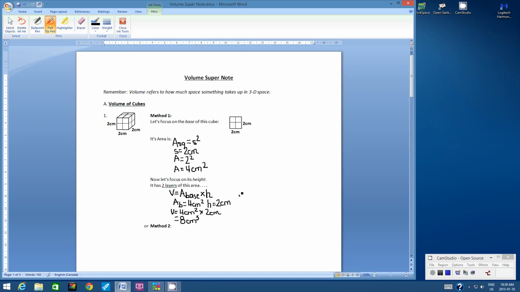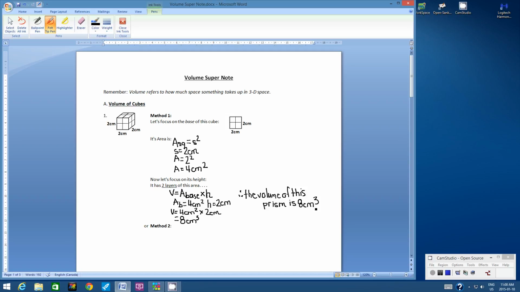All right, so let's put our therefore statement. Therefore, the volume of this prism, we could call it the cube, it doesn't matter. The volume of this prism is 8 centimeters cubed. Okay, so that's method 1. Now method 1 really works well when you're already given the area of the base.